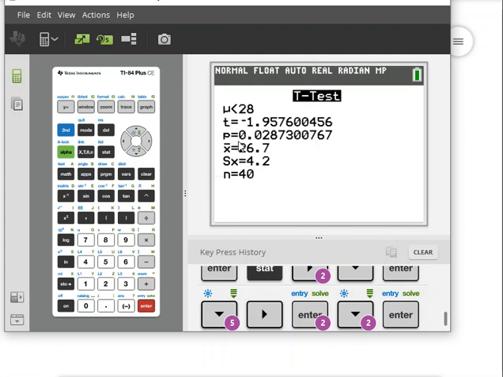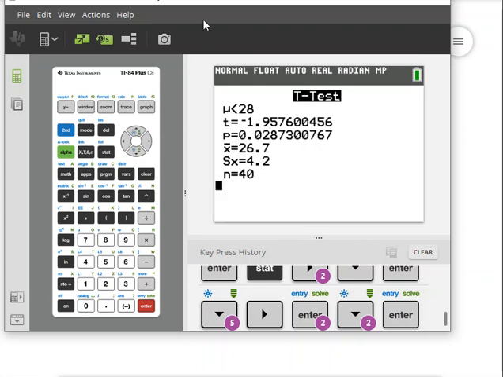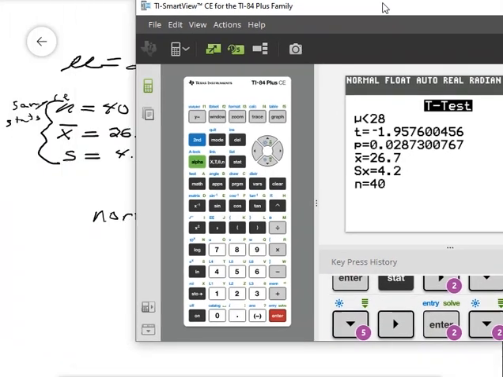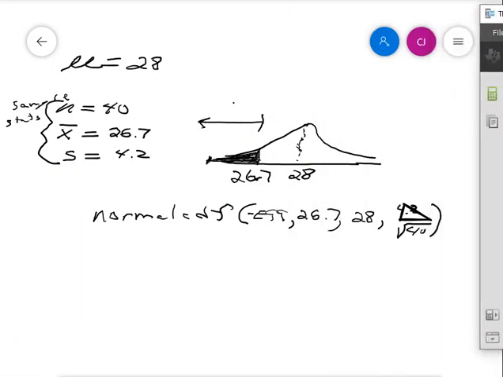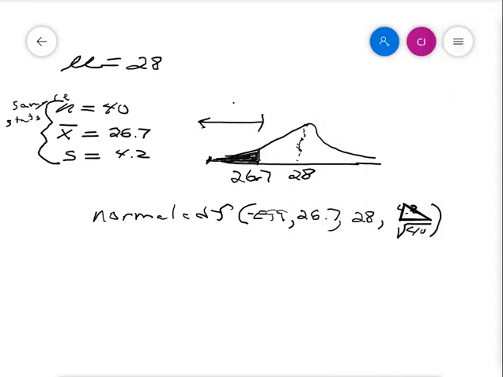All right, now this T and P, let's talk about that a little bit. If I can get this moved, here we go. Now, this value right here, normal CDF, negative E99, we had to do all this. This was our standard error. That'll give us this area under the curve, okay?